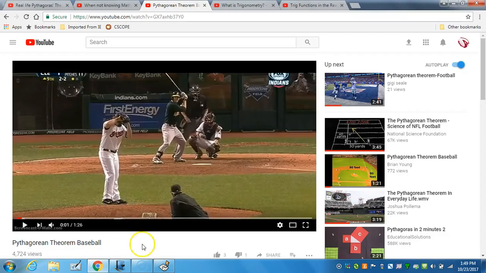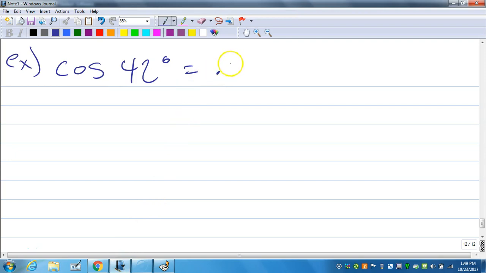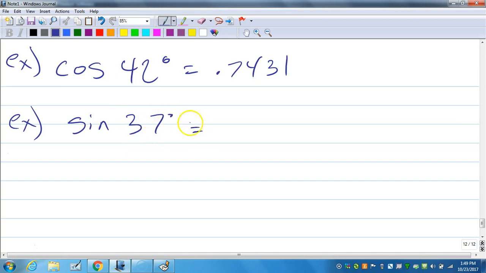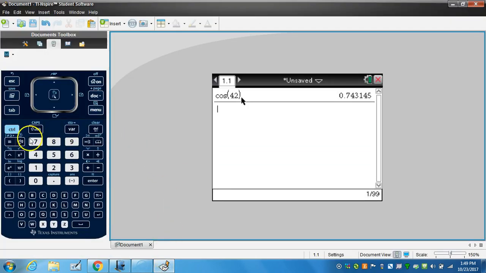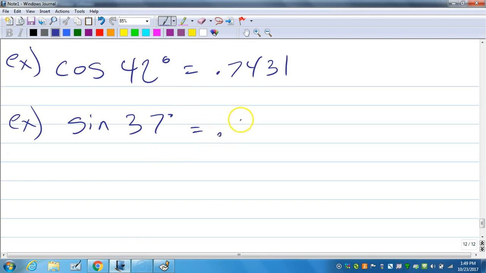0.7431. Oh, wrong one. That's the other video we did. 0.7431. That's it. Example. Find the sine of 37 degrees. Back to the calculator. Trig. You want the sine of 37. Either put the degree sign or dot, whatever. Enter. 0.6018. Yes, it's that simple.